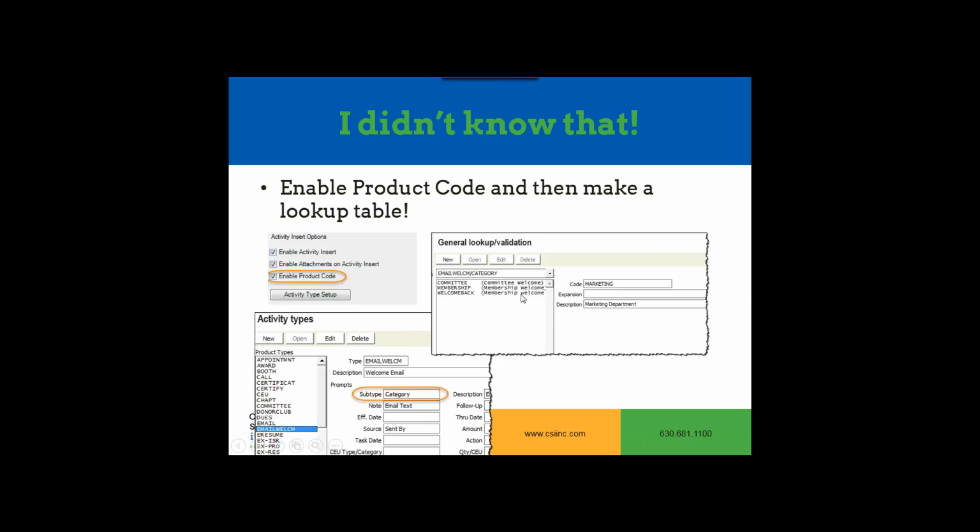So you saw me do it with department. That was a user-defined field. You can also do it with this category field. So enable product code is category. The reason that's different is that's actually the product code field in iMIS. So I wanted to show you that.